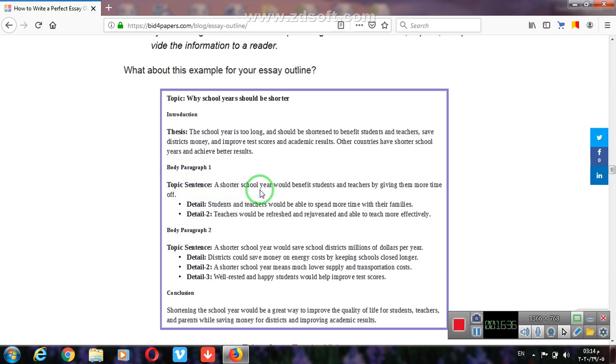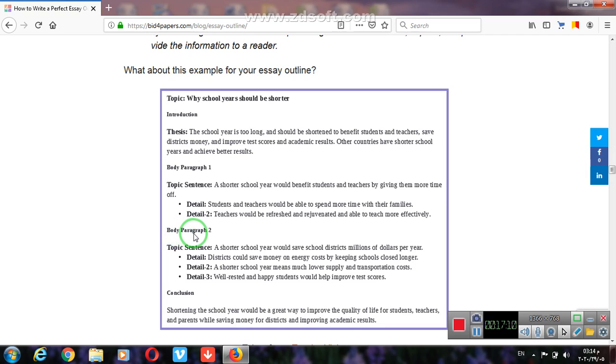Body paragraph 1, okay, topic sentence. He said a shorter school year would benefit students and teachers by giving them more time off. How? Like that in detail number 1, students and teachers would be able to spend more time with their families. Detail number 2, teachers would be refreshed and rejuvenated and able to teach more effectively. So these two details are related to the topic sentence here. All the ideas are related to each other. Okay, and all this topic sentence is related to the main topic in the title above.